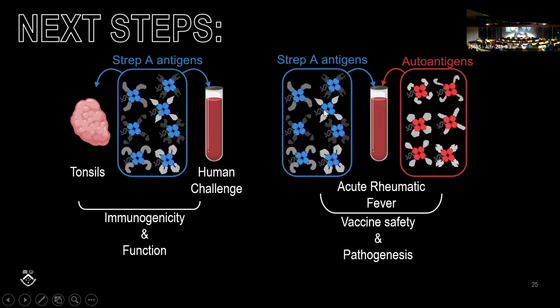On the other side of things, obviously there's still that vaccine safety concern for these strep A antigens. So again, we're working with cohorts of children with rheumatic fever to look at these vaccine antigens and at the same time look at the autoantigen response to understand, is molecular mimicry happening? What are the molecular drivers of rheumatic fever? And are these vaccines going to be safe?